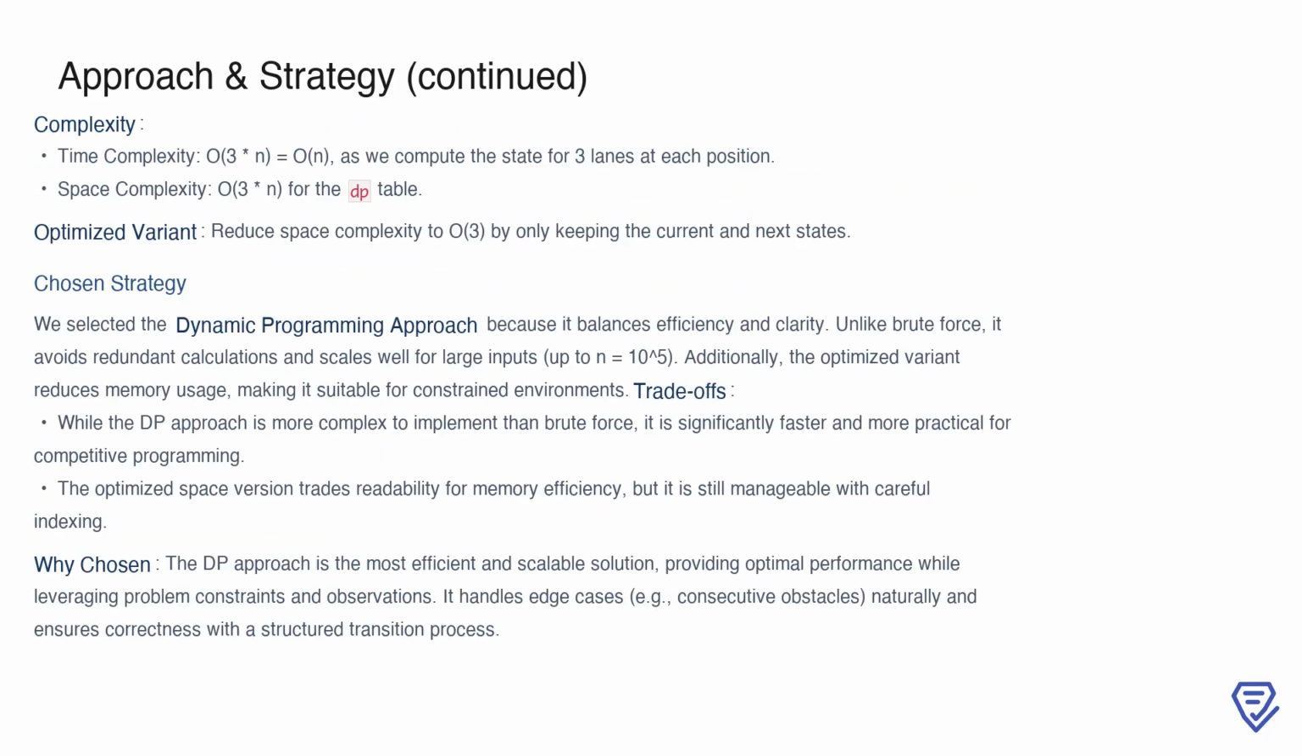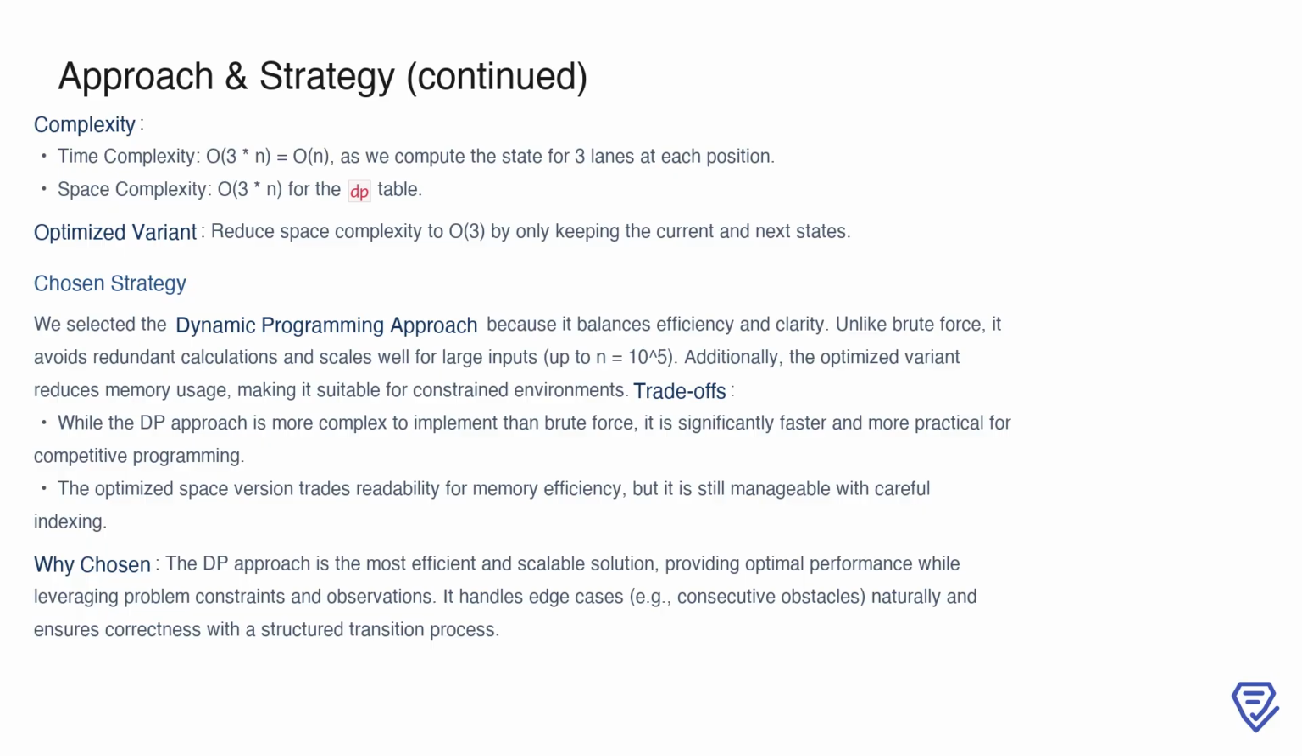The dynamic programming approach has a time complexity of O(3n), which simplifies to O(n), as we calculate the state for each of the three lanes at every position. The space complexity is O(3n) to store the dp table, but this can be optimized to O(3) by maintaining only the current and next states, significantly reducing memory usage. This optimized space version trades some readability for memory efficiency but is still practical with careful indexing.